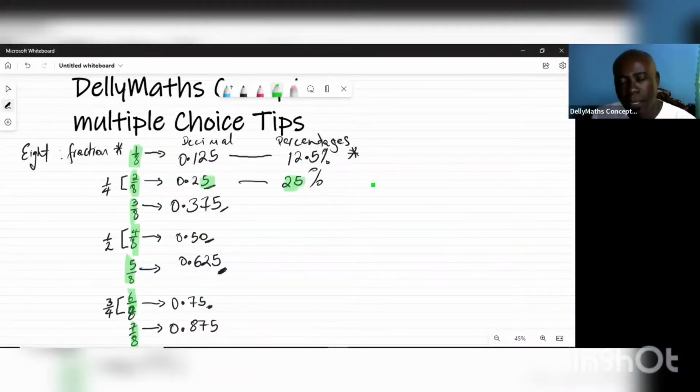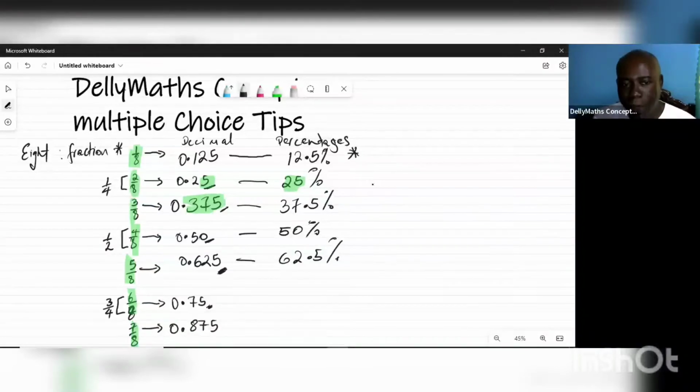And if I add 12.5% to 25, I'll get 37.5%. But if you look at this, you would realize that you would have been able to do this easily as well, because you just move the decimal point 2 places to the right. Check it out, 50%. Then if you add your 12.5, you'll get 62.5.